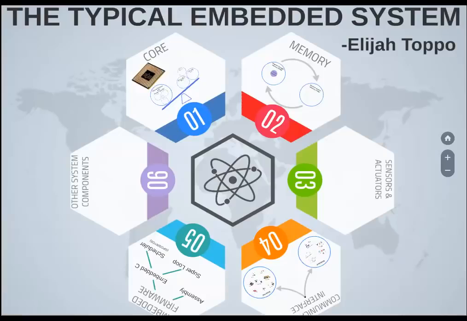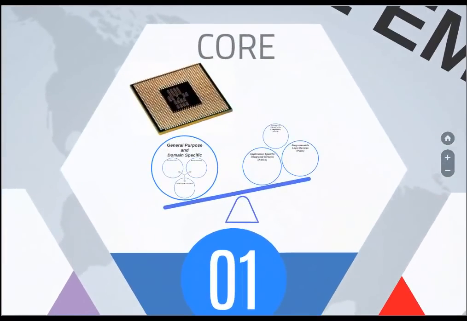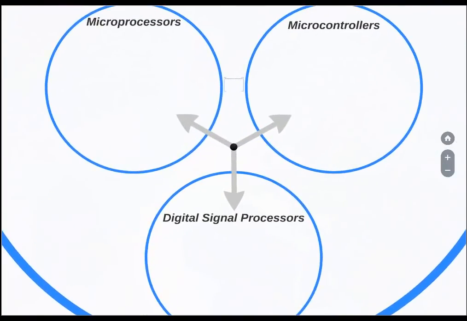other system components. Embedded systems are domain and application specific, and they are built around a central core. The core can be divided into further classifications. Almost 80% of all embedded systems are made from general purpose and domain specific processors. The rest are made from application specific integrated circuits, ASICs, or programmable logic devices, or commercial off-the-shelf components. Let's dive deeper and see what general purpose and domain specific processors are made up of.